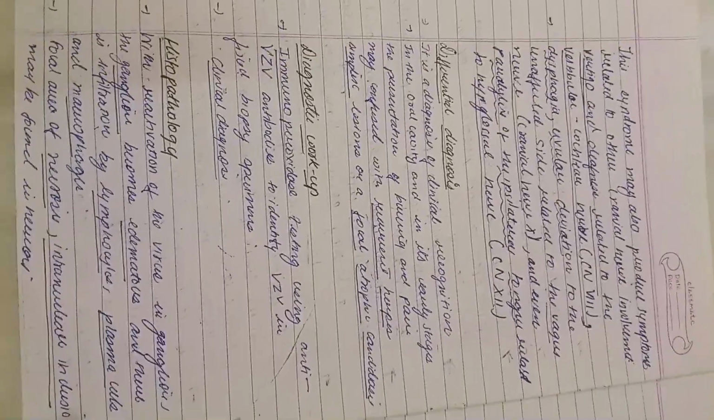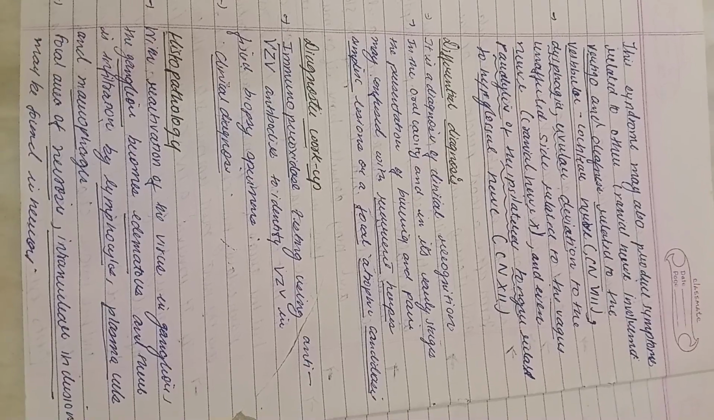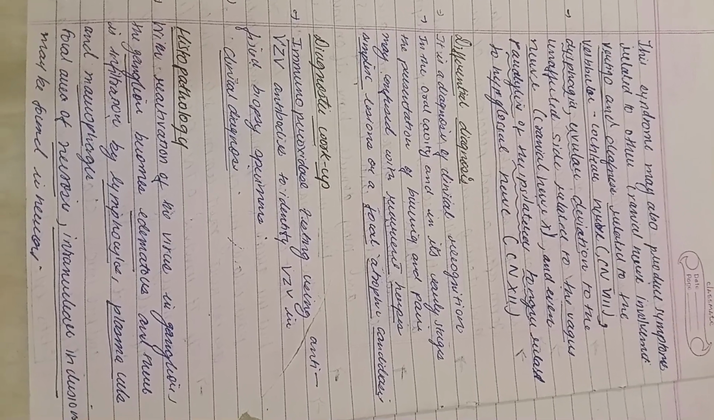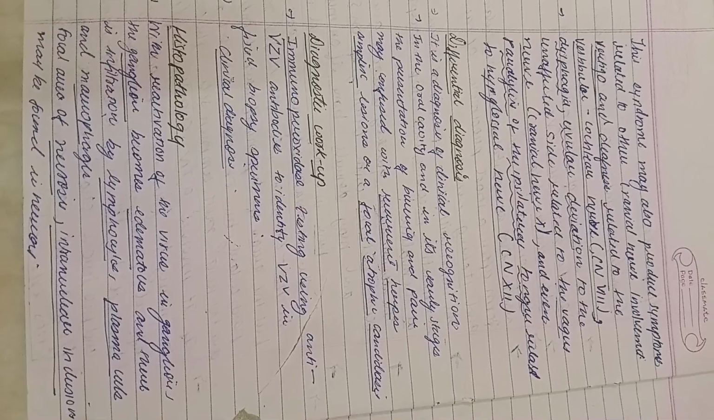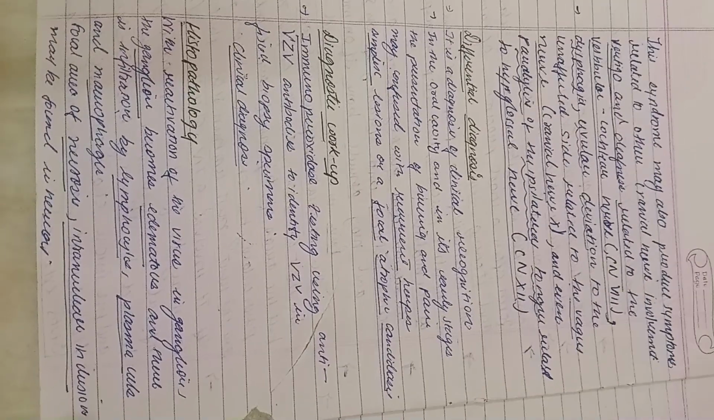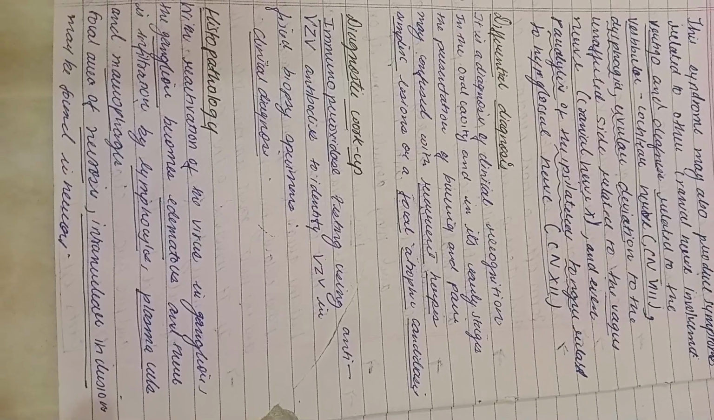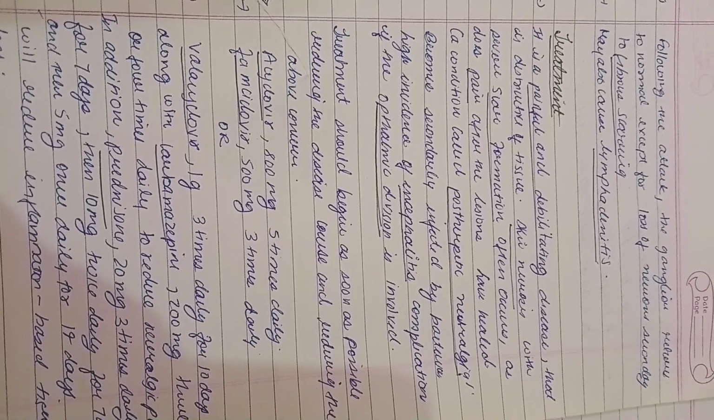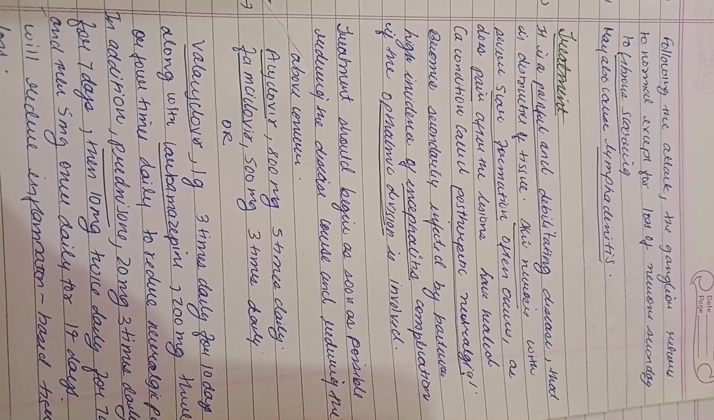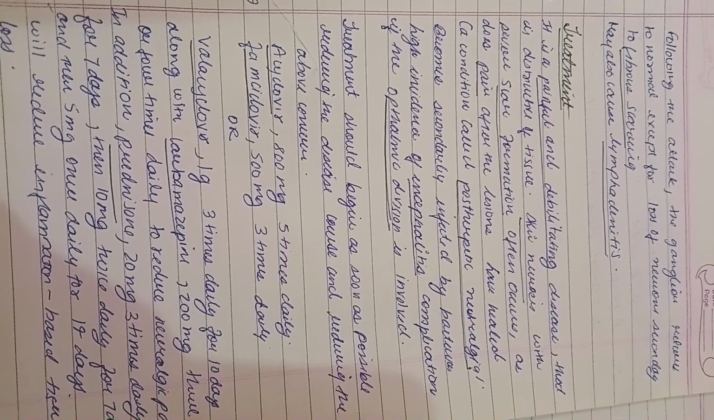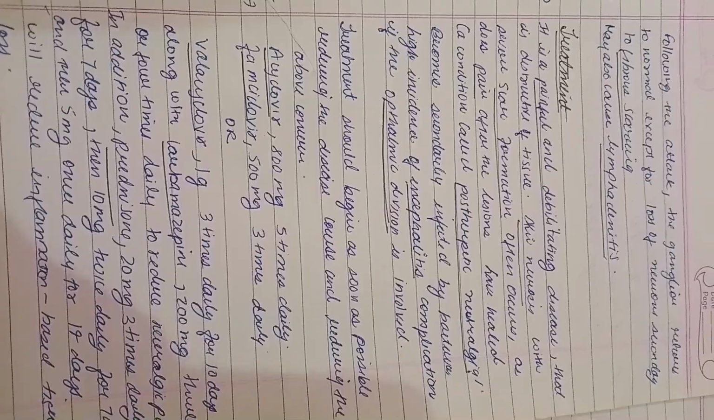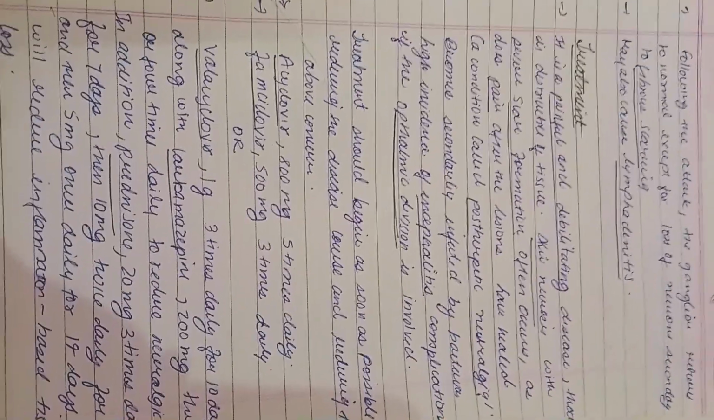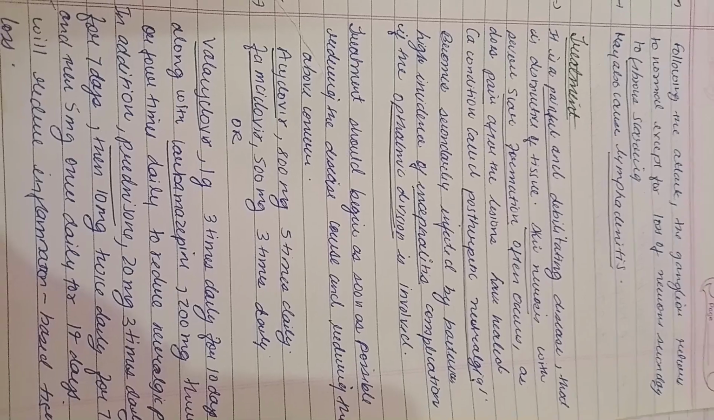Now coming to the histopathology part. With the reactivation of the virus, the ganglion becomes edematous and there is infiltration of lymphocytes, plasma cells and macrophages. Focal areas of necrosis and intranuclear inclusions may be found in neurons. Following the attack, the ganglion returns to normal except for loss of neurons secondary to fibrous scarring. It may also cause lymphadenitis.